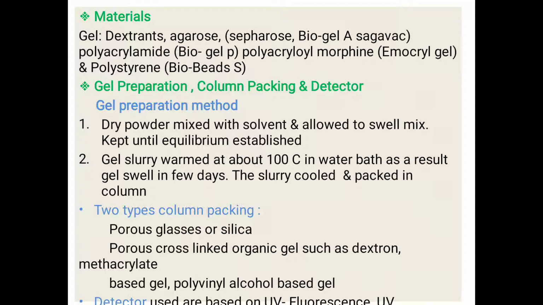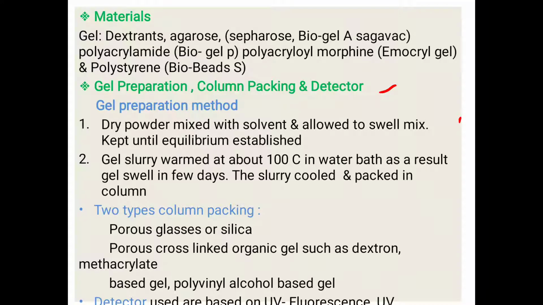Then polyacrylamide. The polyacrylamide gels are prepared by the polymerization of acrylamide and methylene bisacrylamide. By varying the relative proportion of the two monomers, a range of gels with differing porosity may be obtained. Then let's see the gel preparation, column packing and the detectors.